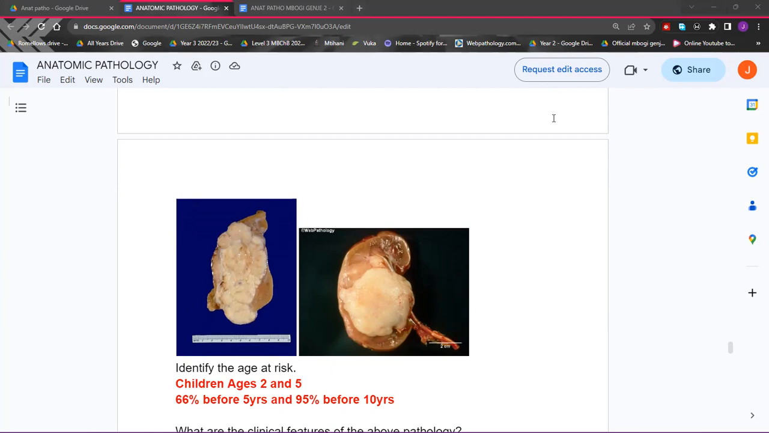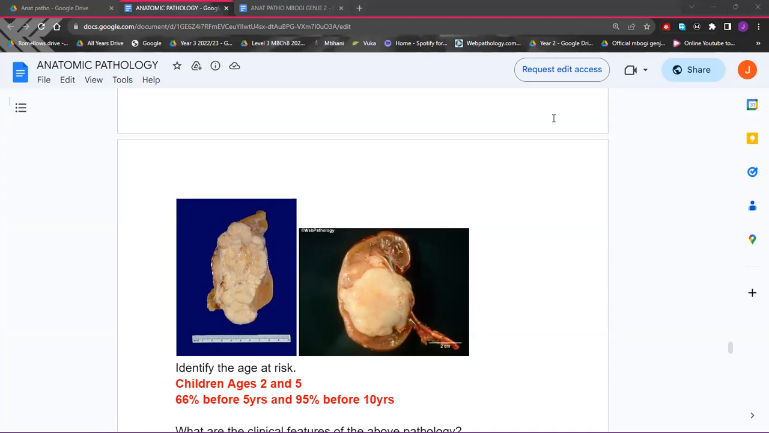Now, what do you think could be the correct identification for this pathology? Yeah, so this is a Wilms tumor. Identify the age at which they're most at risk. So who are most at risk of getting the Wilms tumor? Yeah, so it's children age 2 to 5. So those are the people who are at more risk of getting Wilms tumor.